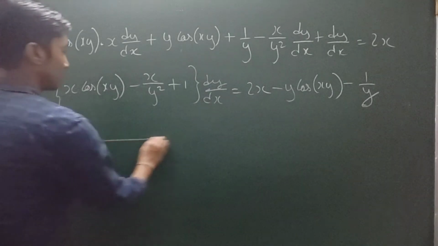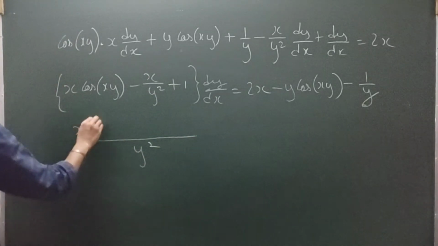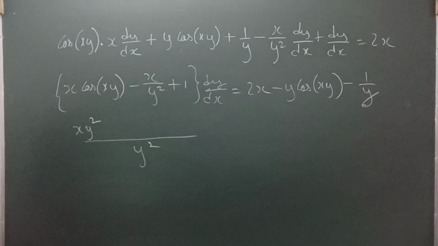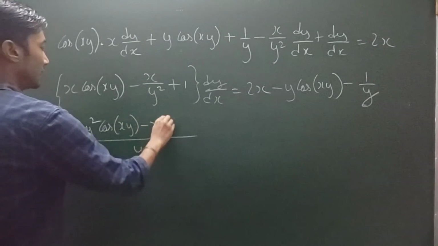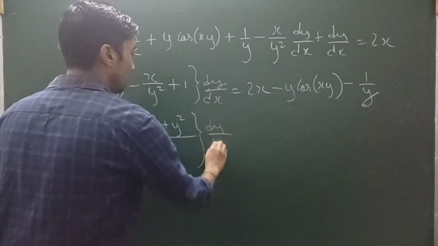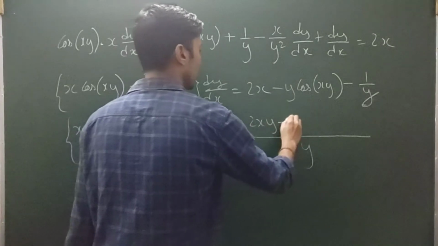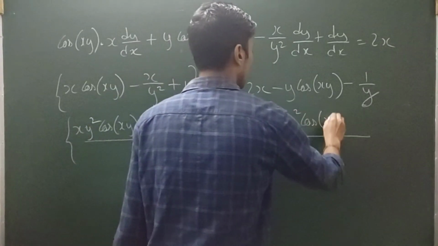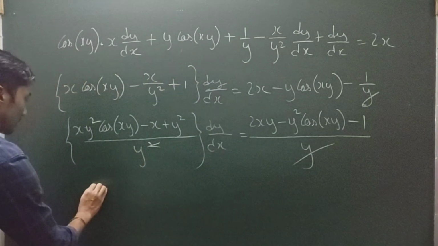Alright, let's just take the LCM and keep things ready. So that's going to be x into y square cos xy minus x plus y square dy by dx, again y 2xy minus y square cos xy. This is just simplification, 1y, 1y.